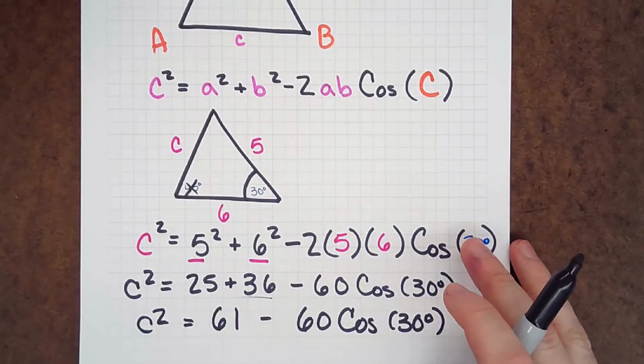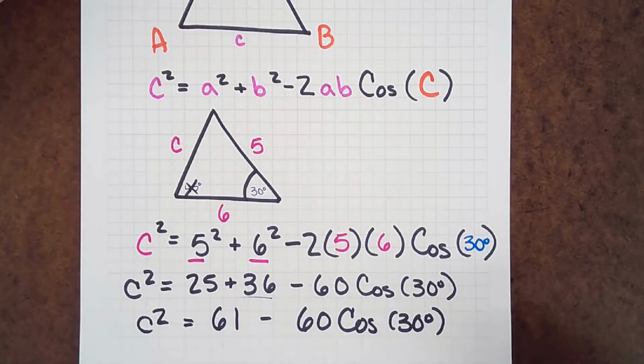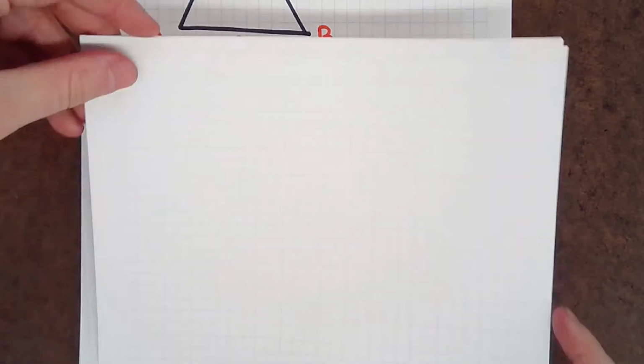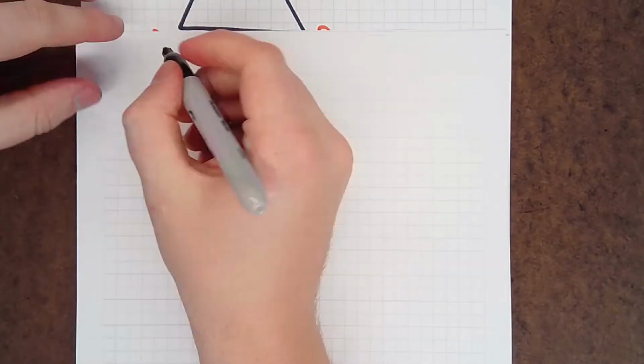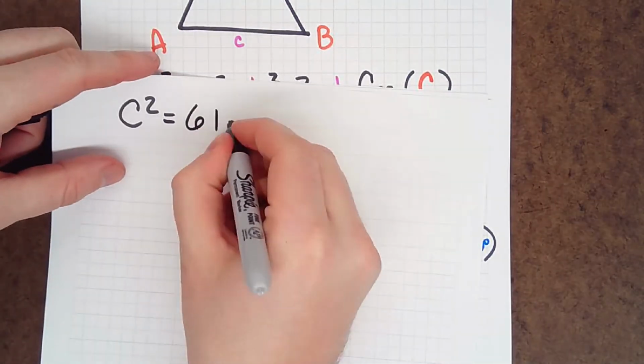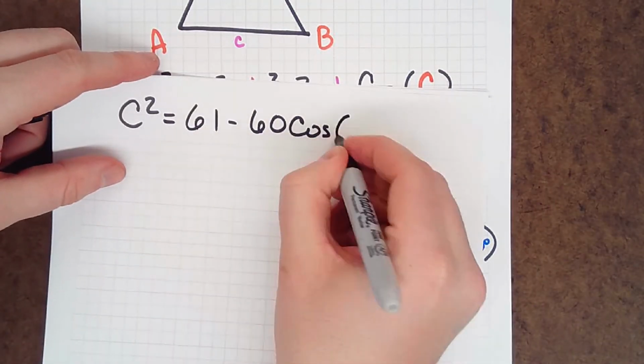So now we're here. So the next thing we want to do is simplify the cosine of 30. We do know the cosine of 30 if you look earlier on our, oh, where'd they go? Our special right triangle diagrams. I guess I got rid of them. Let me copy down the original problem, or where we left off at least. C squared equals 61 minus 60 cosine of 30 degrees.